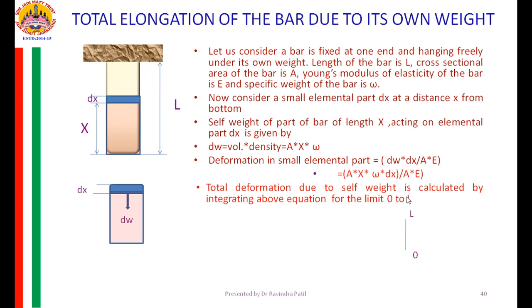Now substitute the value of dW. dW is what we have calculated here, A into x into omega, multiplied by dx, divided by A E. A and A will cancel out, and E is there only. What is left is x omega divided by E. So this is the deformation of the small elemental part.